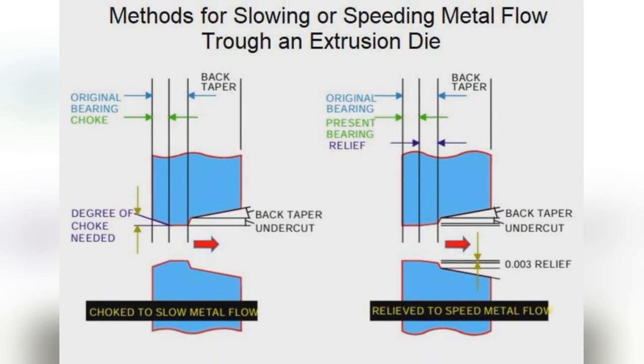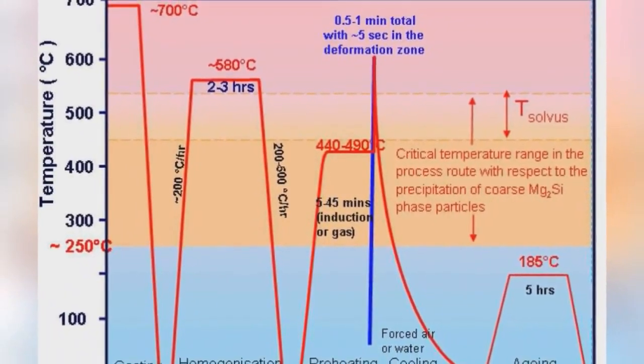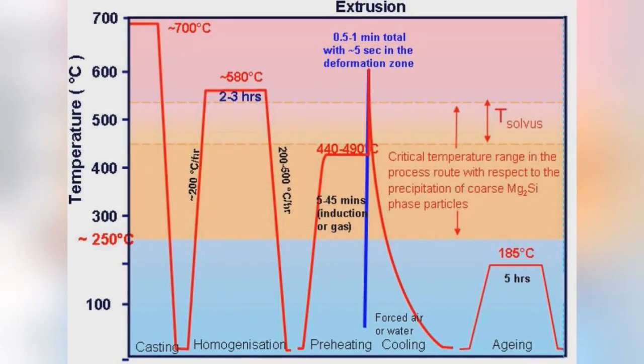Post-extrusion, the sections undergo treatment processes like quenching or air cooling, followed by stretching and artificial aging to stabilize their properties. Common temper designations include T4, T5, and T6.